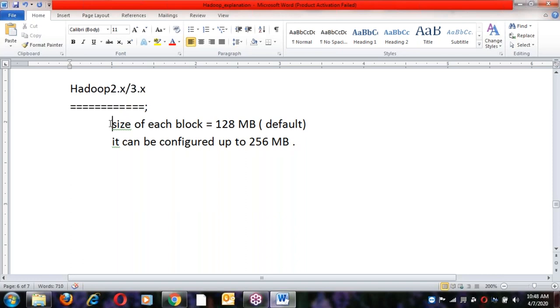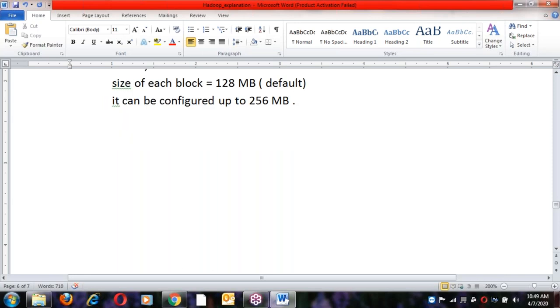We are going to use the 2.x version. The 3.x version was recently released, and no one is using it yet. So we are using the 2.x version, and I'm explaining the 2.7.2 version for you as well. As per that, the default size of each block is 128 MB, and we can make it 256 MB also. So this is the size of each block.